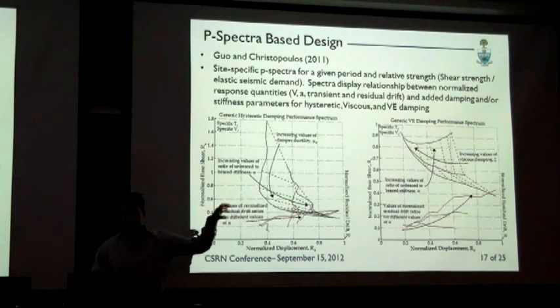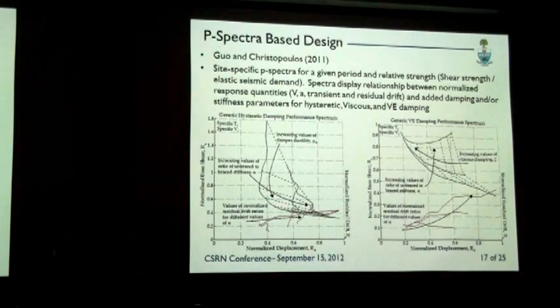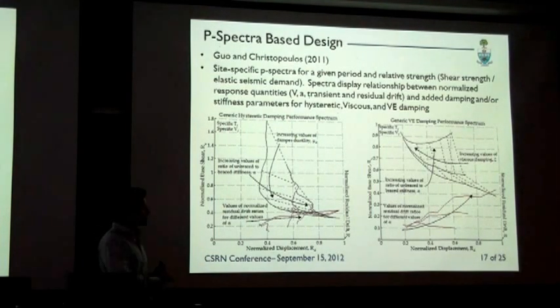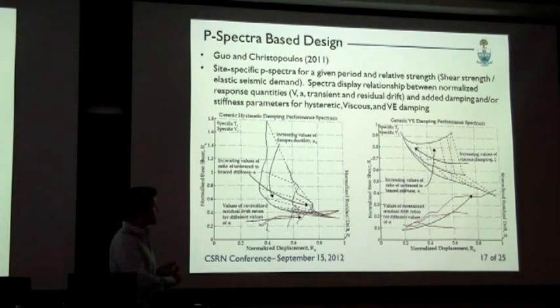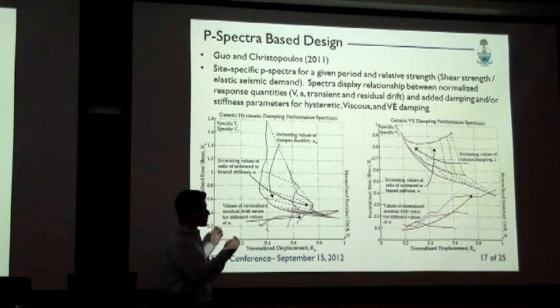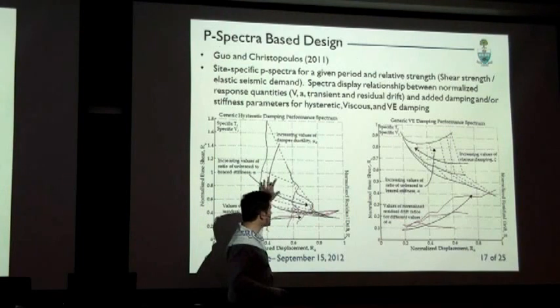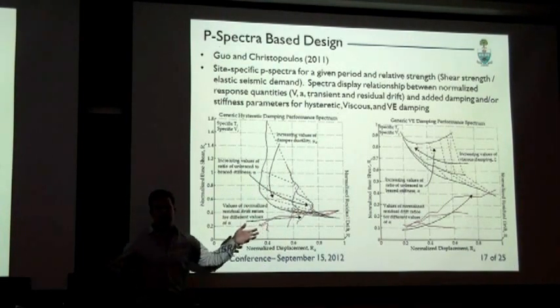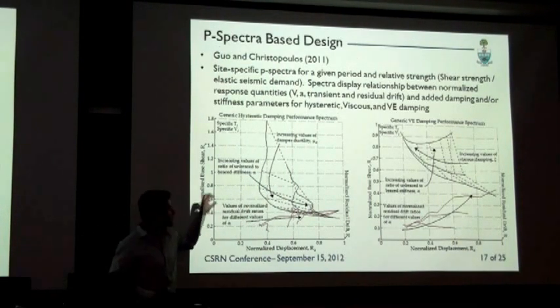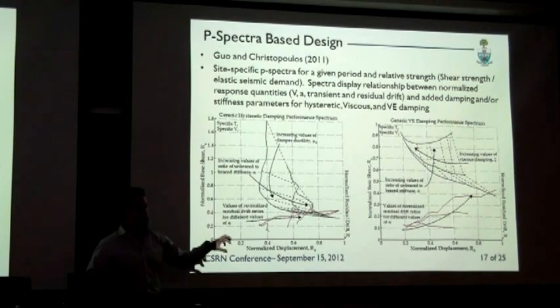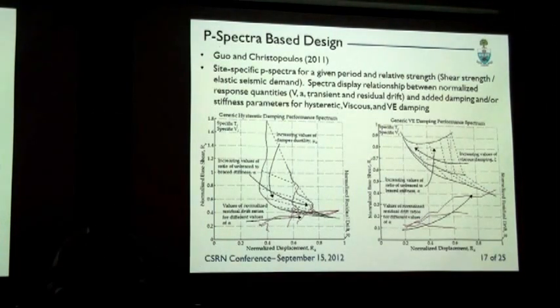And what they do is they relate normalized response quantities to various levels of added damping and stiffness parameters for hysteretic, viscous, and viscoelastic damping. It's really quite incredible. An engineer can just look at these and look at all the possible solutions of adding different levels of stiffness and damping, and then jump from different levels of hazard to see how the structure performs.